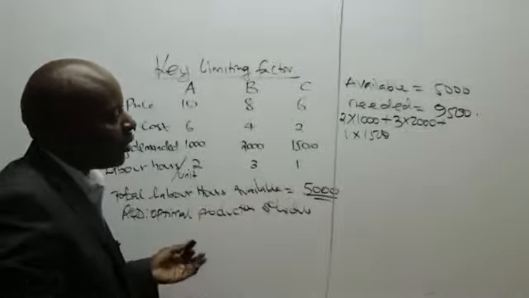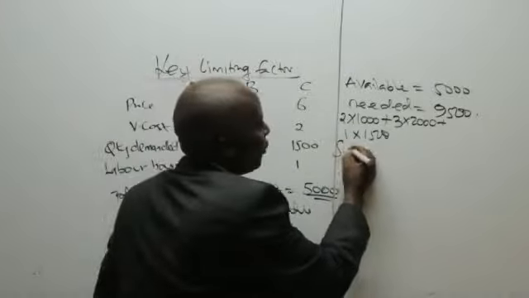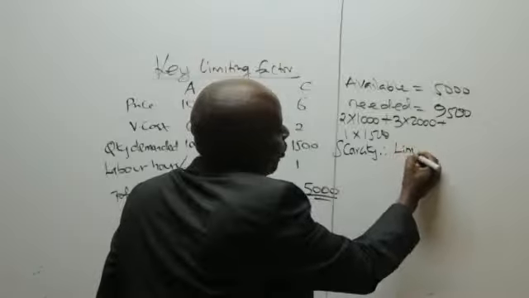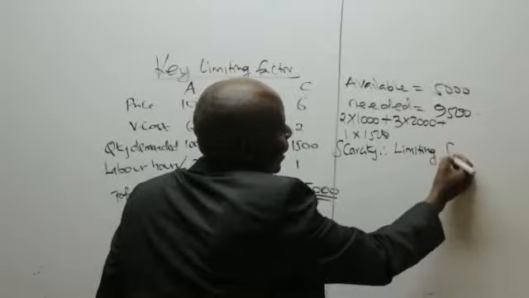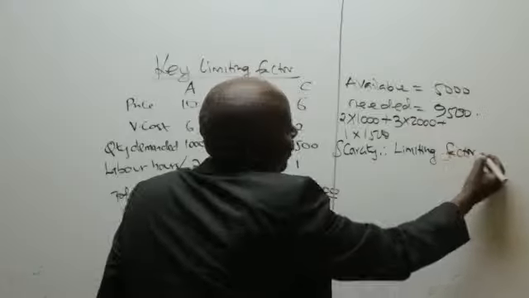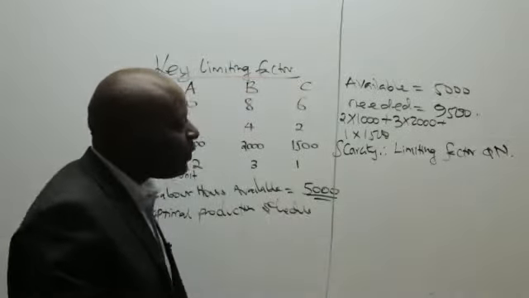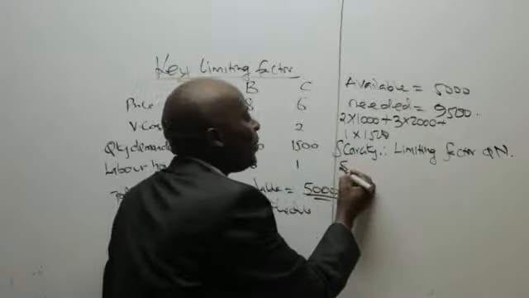So then, of course, it's a question of scarcity. And therefore, it is a limiting factor question. And if it is a limiting factor question, then what are the basic steps?